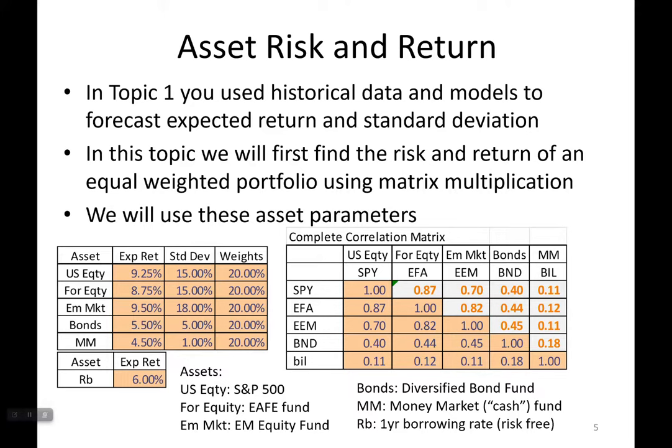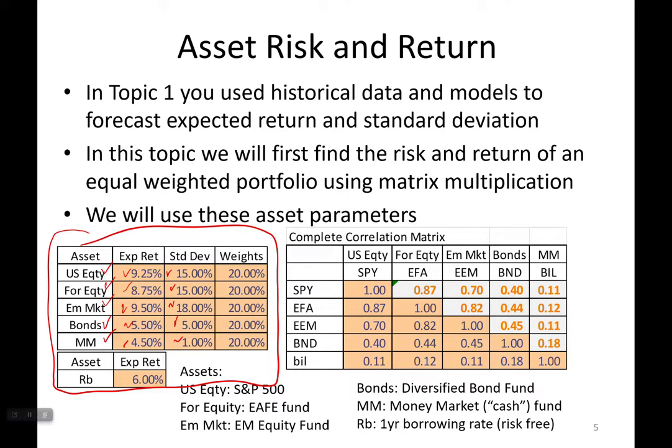In topic 1, we used historical data and models to forecast expected return and standard deviation. And in this topic, we're going to use those asset means and volatilities, or expected returns and volatilities, and start forming portfolios of those assets. The tools we used in topic 1 were used to create a data set like this, where I have US equity, foreign equity, emerging market equity, bonds, and money market or cash. And I have a set of expected returns and volatility for each asset.